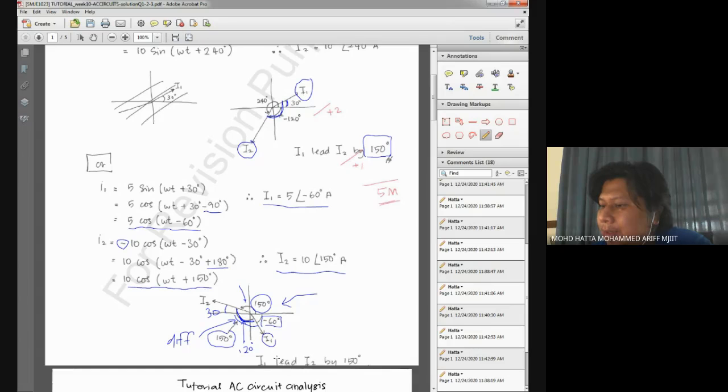And how do we determine whether one is leading or lagging? Here we can say that I1 is leading I2 by the angle difference we calculated over here. So this is how we answer question number 1. Any question so far?